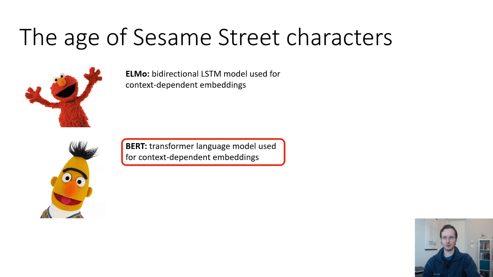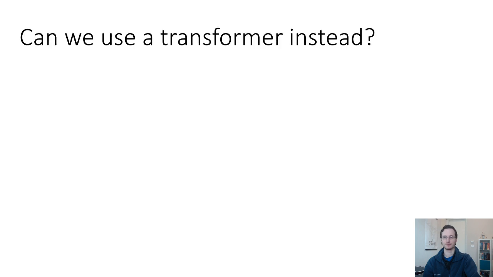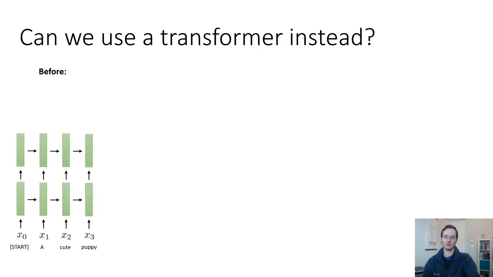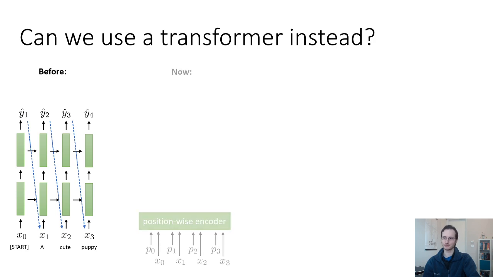BERT is basically, at a very high level, using the same principle as ELMO, but instead of using two LSTM models, it uses one transformer model. Okay, so if we wanted to just naively replace the LSTM from before with a transformer, we could just say, well, the LSTM before was trained as a language model, which means that you predict the next word that's going to occur. So now you could train a transformer as a language model.